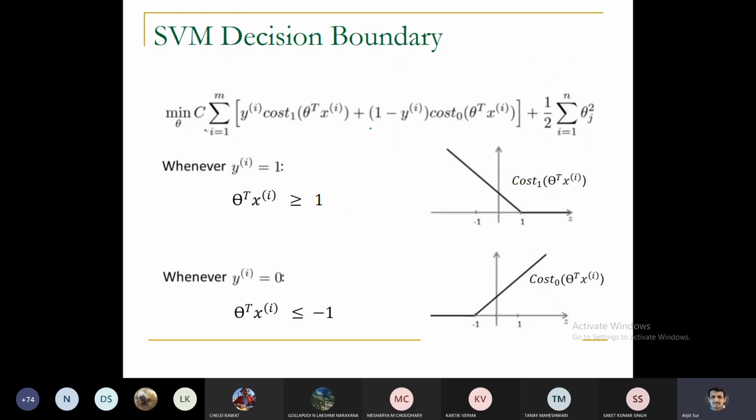So here you can see the same SVM decision boundary. I will say that this is basically the SVM hypothesis function. The hypothesis function is basically a decision boundary, that is the DB. So this is y_i times theta transpose x_i plus whatever. Now y is equal to 1, so then theta transpose x_i, initially it is what? Greater than or equal to 0.